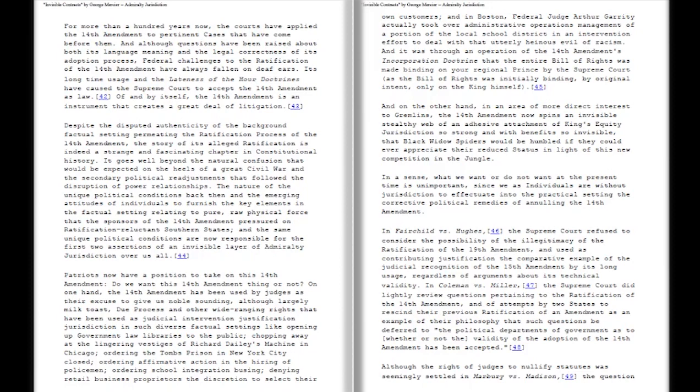And it was through an operation of the 14th Amendment's incorporation doctrine that the entire Bill of Rights was made binding on your regional prince by the Supreme Court, as the Bill of Rights was initially binding, by original intent, only on the king himself.